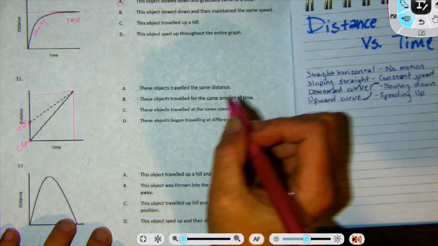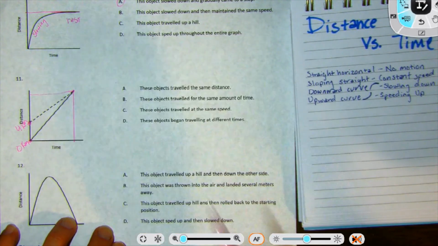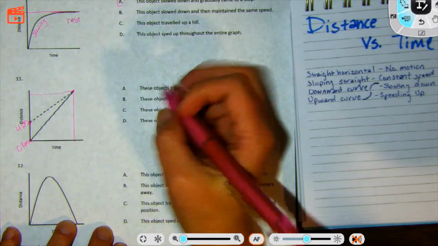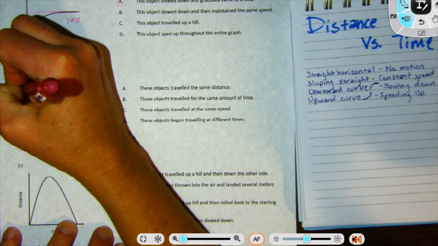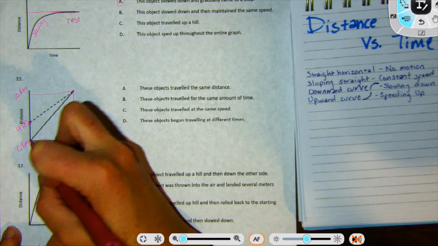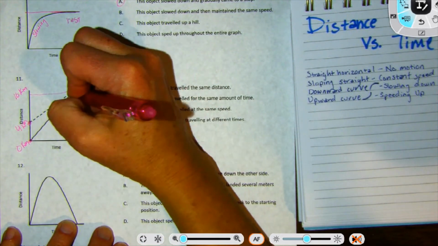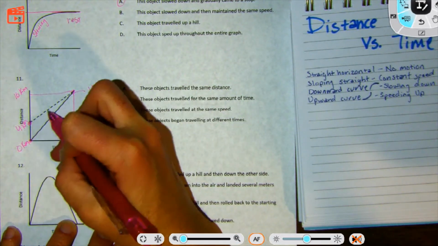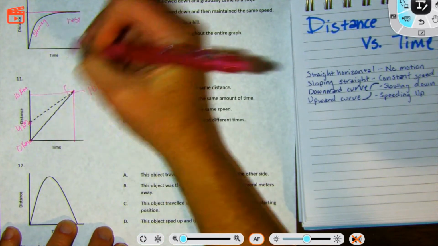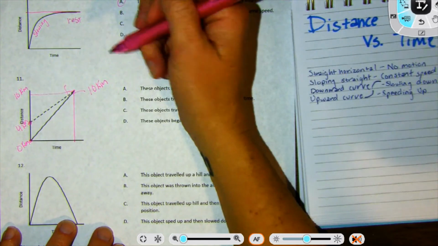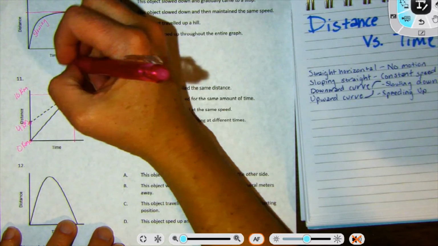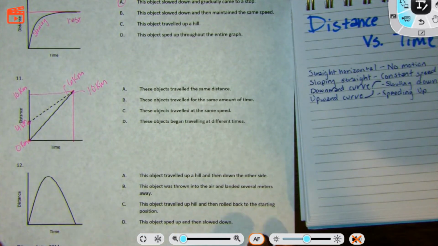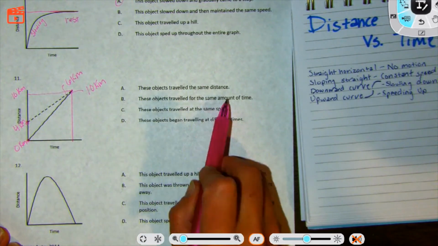I may have confused y'all there. But this one started at 0 and say this is 10 kilometers, right? So 10 minus 0, this guy went 10 kilometers. This one started at 4. That would be me. So 10 minus 4 would be 6 kilometers. Like, I get the head start because I'm in the wheelchair, right? So did they go the same distance? No, they didn't. These objects traveled for the same amount of time.